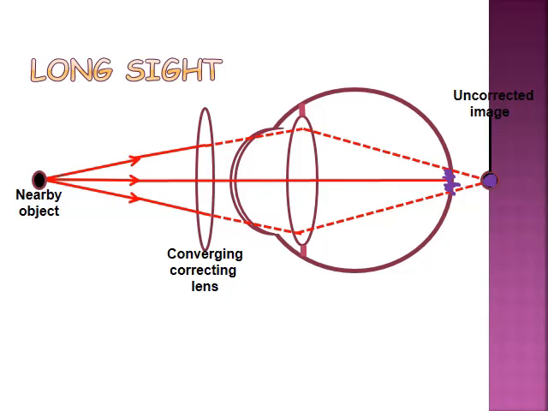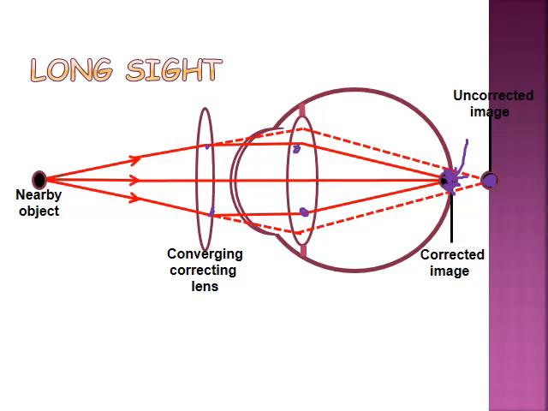So what we do is we add a converging lens, and that converging lens will bend light in more than it is currently bent. So it bends light here and here, then light's bent again at the lens, and you end up getting your perfect image formed on your retina.